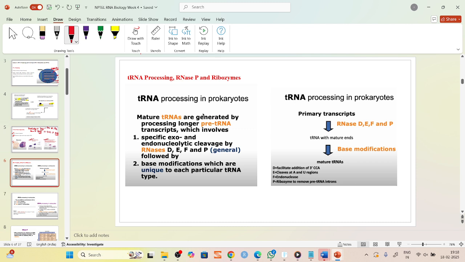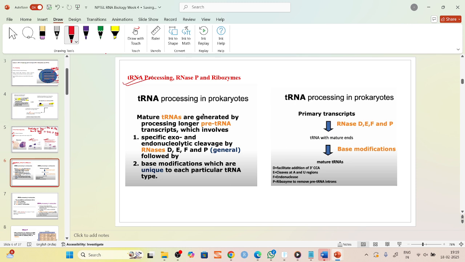So this exonucleolytic and endonucleolytic activity, which happens with RNases D, E, F and P, is a generalized activity. But to make each particular type of tRNA, base modification happens. This base modification actually makes the different, unique types of tRNAs. This is what we mean by tRNA processing in the case of prokaryotes.